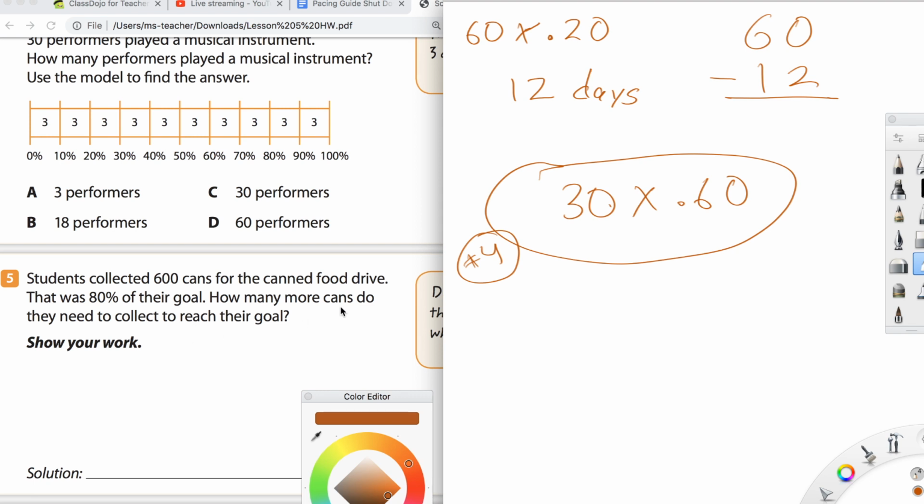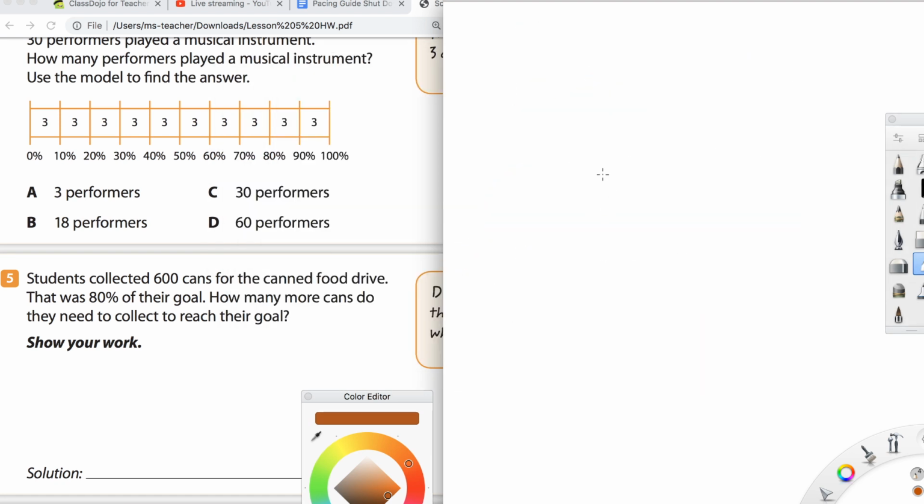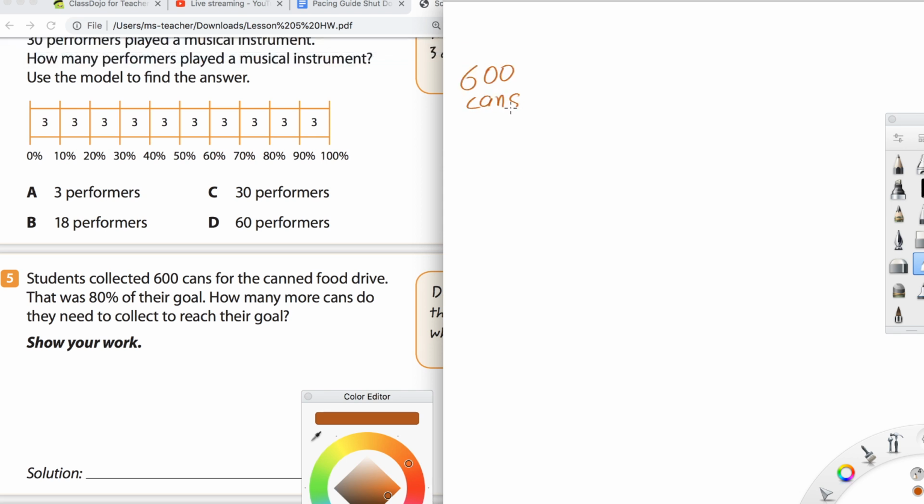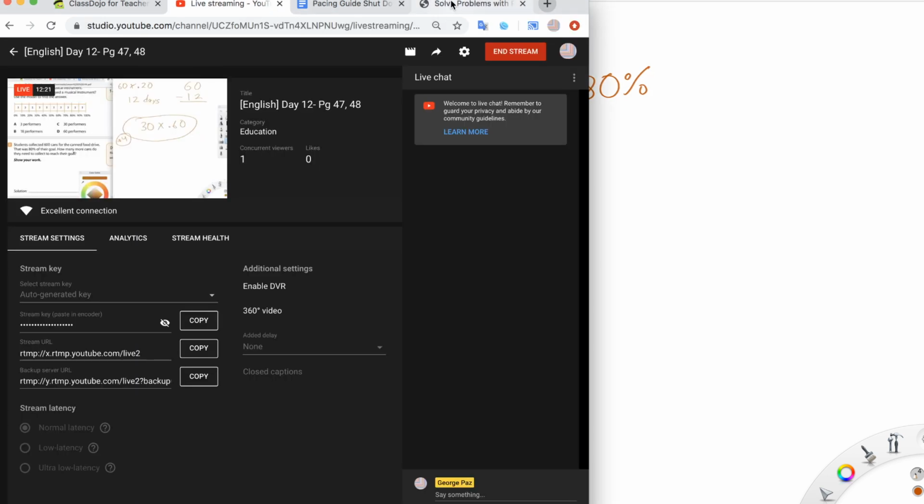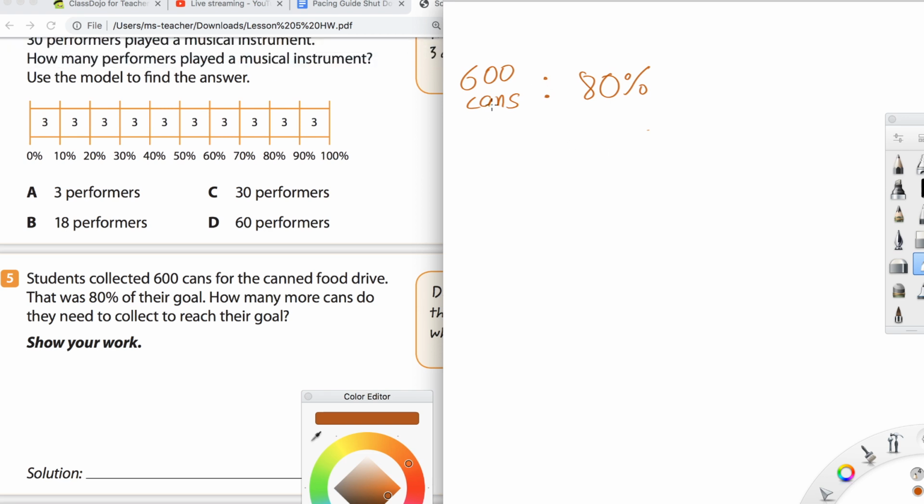So we need to do 2 parts. The how many more part is going to be subtraction. This part right here, we need to make this to 100% first. So we're going to do our trick. Let's go ahead and save this real quick. So 600 cans to 80%. And we want this to get to 100% because then we'll know what their goal is. 600 cans is only 80% of their goal. 100% will tell us what their whole can goal is.